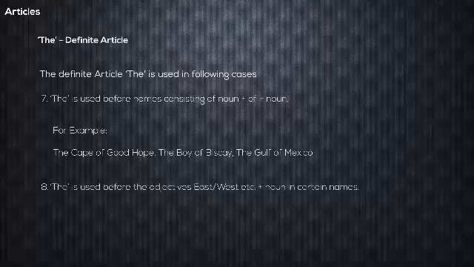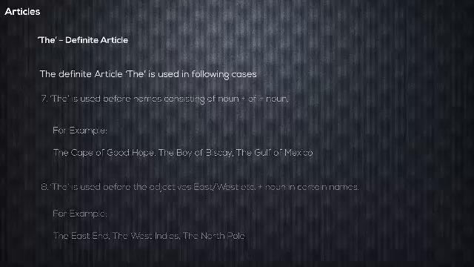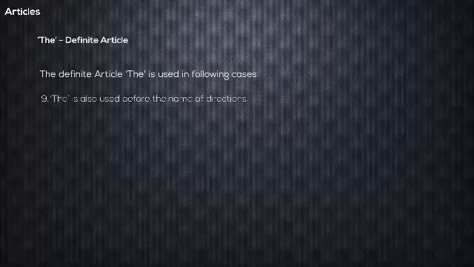Eighth, the is used before adjectives like east, west, etc., followed by a noun in certain names. For example, the East End, the West Indies, the North Pole. Ninth, the is also used before the names of directions. For example, the East, the North, the West, and the South.